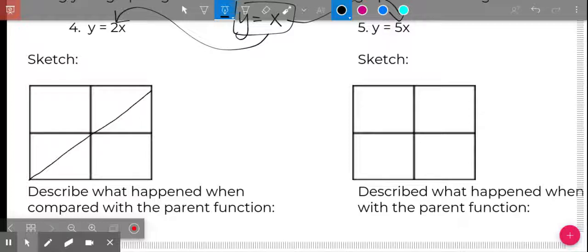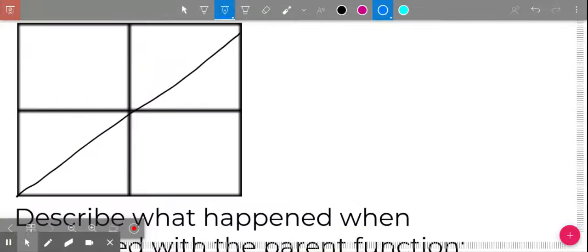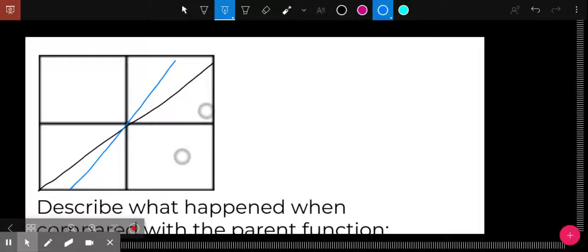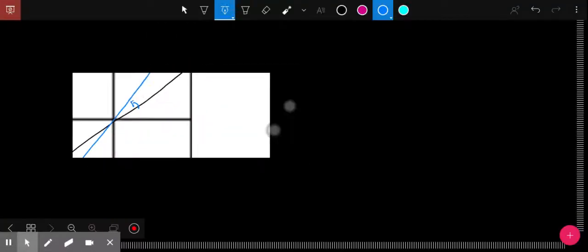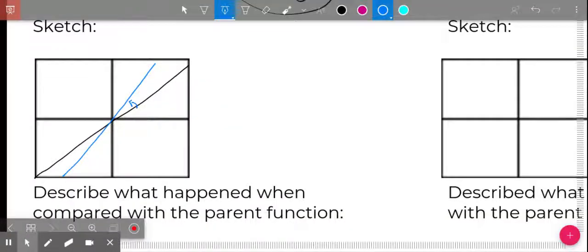All right, I hope you took the time to graph that and sketch it. If you did, our new graph looks like this. Oh, probably not like that. Just a second. Probably looks something like this. So I want to know, how did we get from the parent function to this new graph? Well, what does it look like?